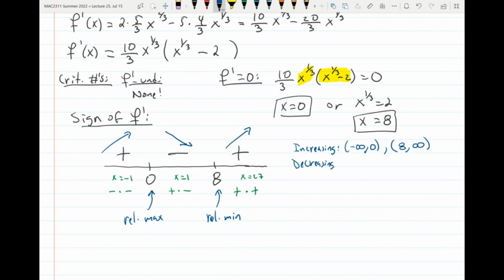Decreasing, that will be from 0 to 8. And then we also have some points. We found ourselves a relative maximum at 0, comma f of 0. And so here it's important that you plug into the original function, because these are points on the graph. And a relative minimum at 8, comma f of 8.